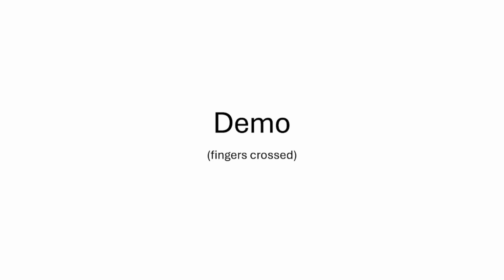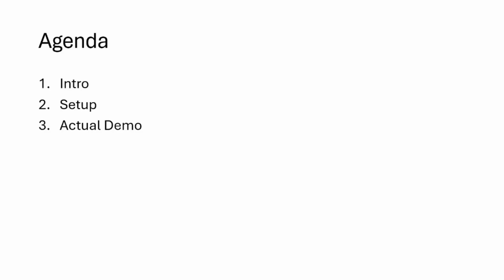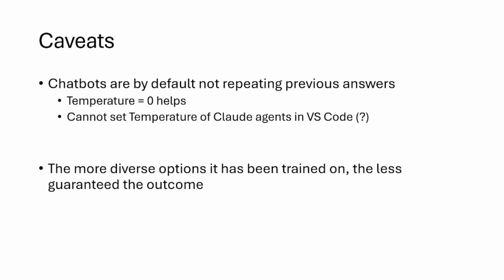In a previous video, I claimed that we could generate a non-trivial web application in Visual Studio Code with the help of Claude Sonnet, but I didn't show it. So today I'm going to show it, and I keep my fingers crossed for a reason. And the reason is that these systems are not deterministic.